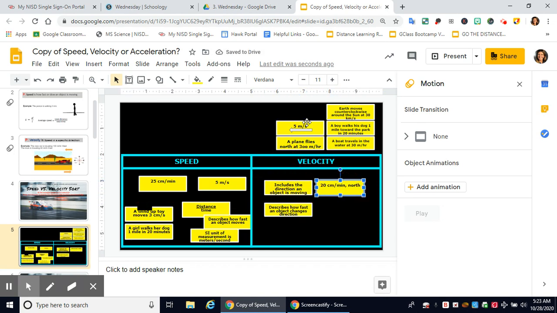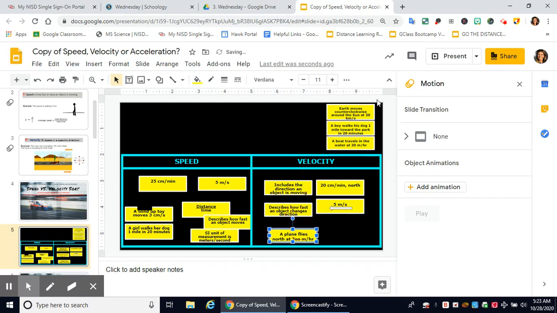5 meters per second, that's speed, but it has a vector giving you direction, so that would be velocity. A plane flies north at 300 meters per hour. So we're given a direction and a speed, so that's velocity. Earth moves counterclockwise around the sun at 30 kilometers per second. 30 kilometers per second is your speed, but you have a direction of movement, counterclockwise, so that's velocity.